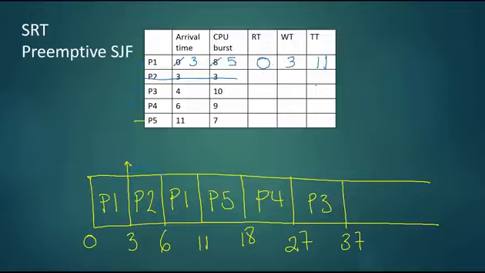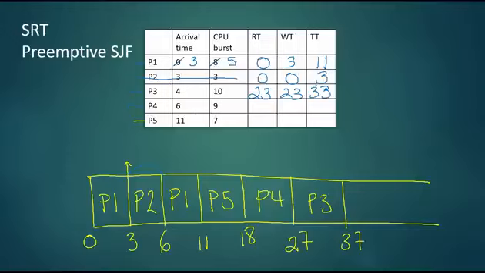Then P2 arrived at time 3, got the CPU right away, and never waited, and finished at time 6, so was active in the system for 3 time units. P3 arrived at time 4, did not get the CPU until time 27, so its response time is going to be 23, and turnaround time is 33, and it only waited 1 time, so it's 23.